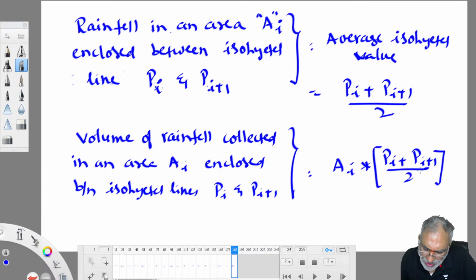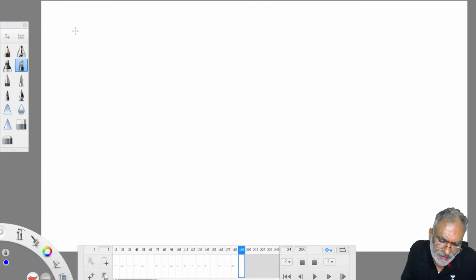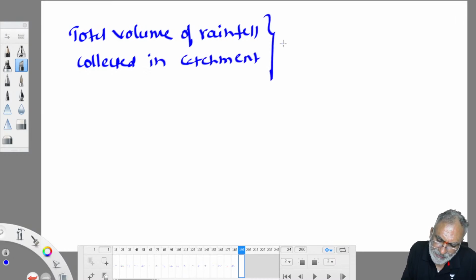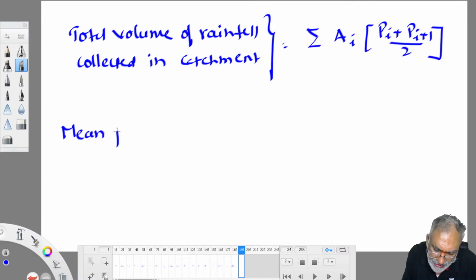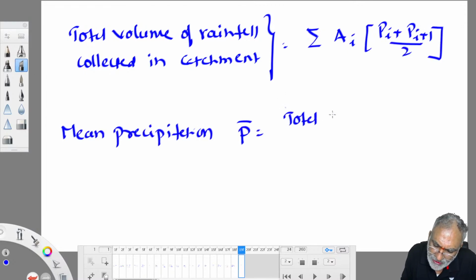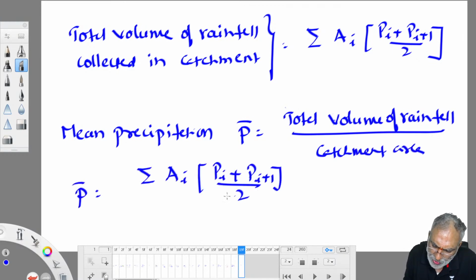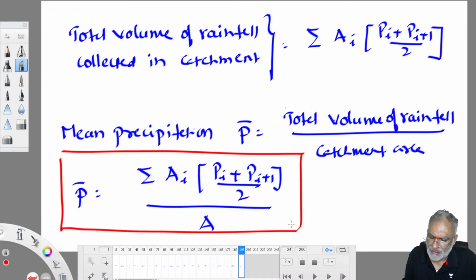So the total volume of rainfall collected in the entire catchment is obtained by summing up piece by piece: sigma of Ai into (Pi plus Pi plus 1) by 2. Divided by the area of the catchment, this will give the mean precipitation by the isohyetal method. But somebody has to give the isohyetal lines.